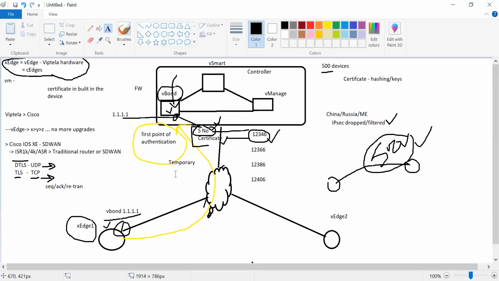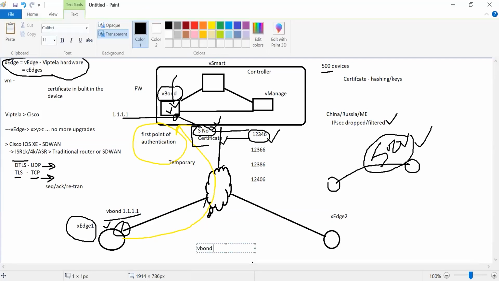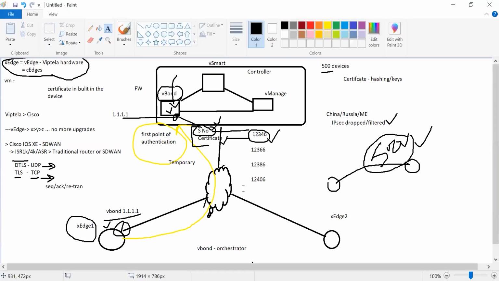Now this vBond is also called the orchestrator. Does everybody understand the meaning of orchestrator? Yes, it's like an eagle eye. So the role of vBond is to help all the other devices talk to each other. vBond is kind of a firewall which is sitting in the front end.